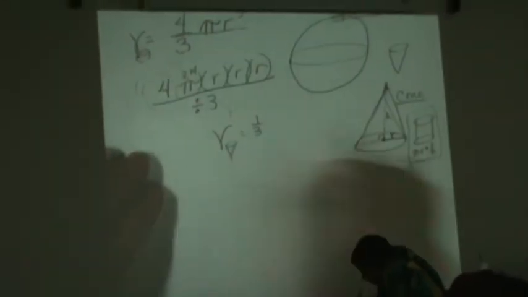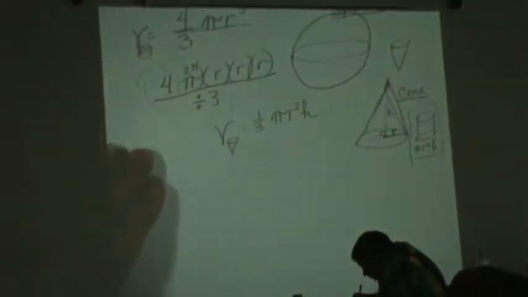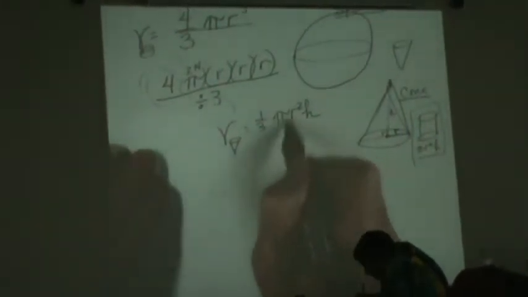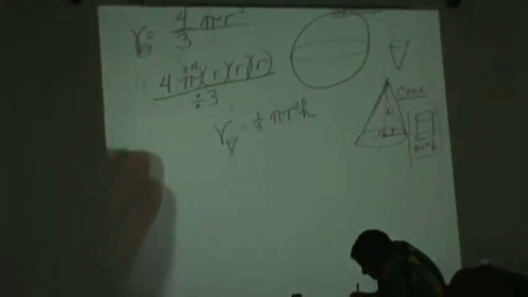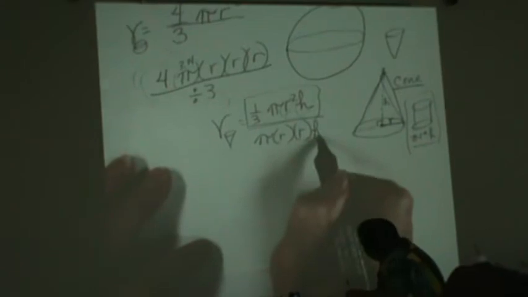When it's pointed like that, it's 1/3 of what it would be if it went straight up. 1/3 of pi r squared times the height. So what you need is your radius and your height to fill in there. What you can do to figure these out is just do pi times the radius times the radius times the height, and then you could just divide it by 3.